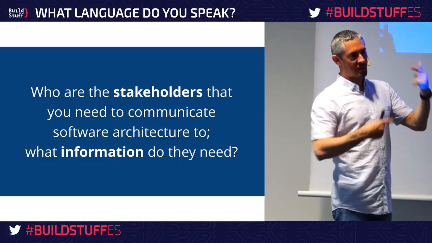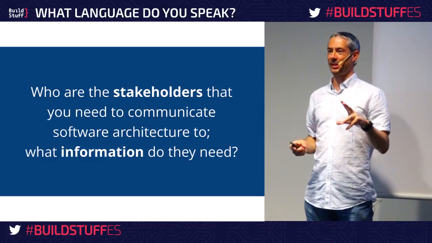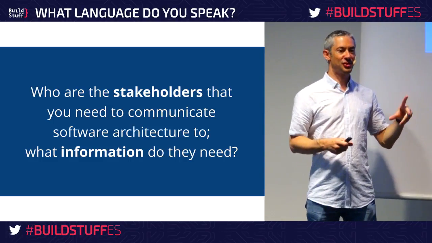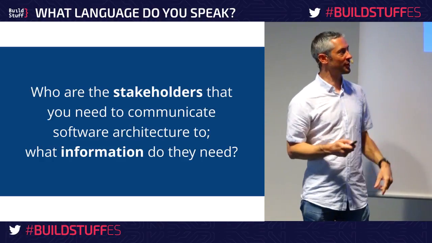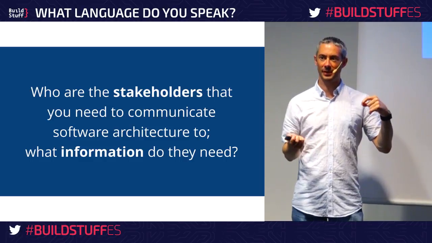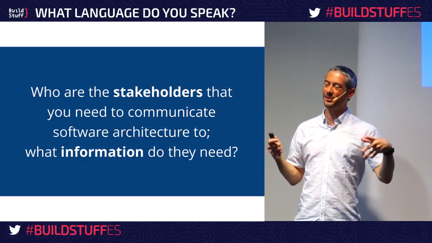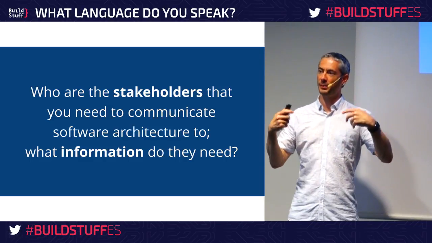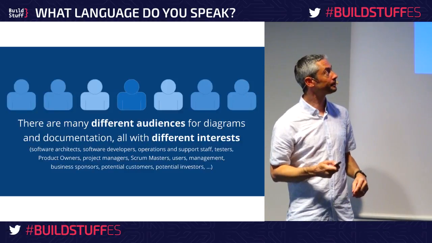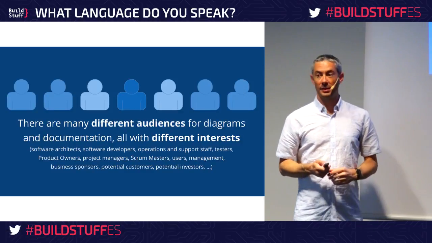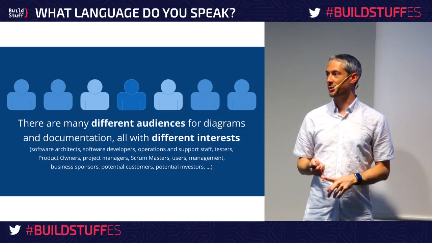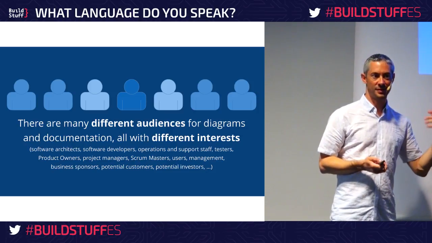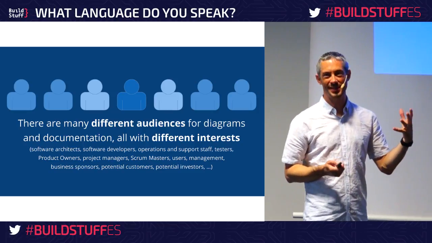So in order to solve all these problems, we need to step back and say, who is interested in what we do? There are lots and lots of different stakeholders, of course, and they all have very different levels of technical knowledge and also different things they want from our diagrams and documentation. These are everything from software developers and architects through to scrum masters, product owners, business sponsors, lots and lots of different types of people.